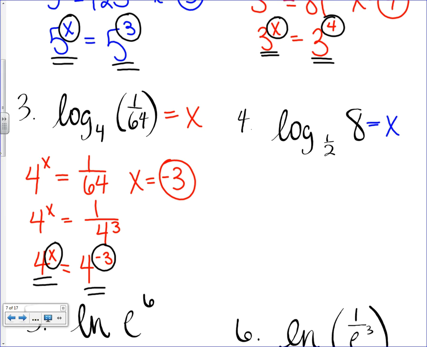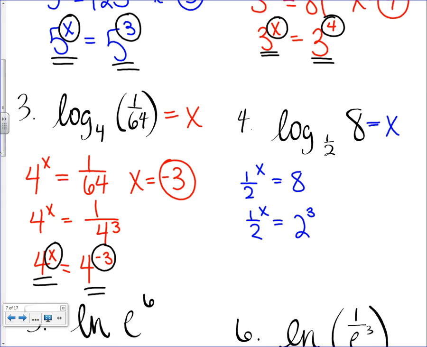Let's rearrange it to exponential form. So I have 1/2 to the x is equal to 8. Now you'll see that I have a base of a half on one side. I could say that 8 can be written as a base of 2. So now I have 1/2 to the x is equal to 2 to the third, since 8 is 2 to the third.